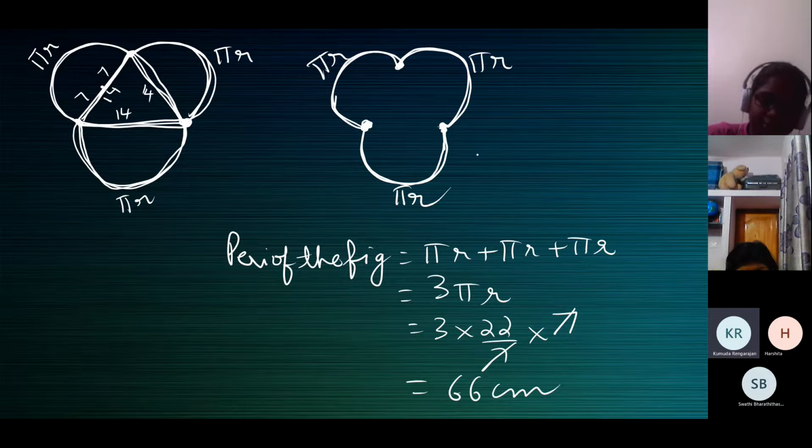Perimeter of the figure. It's pi r plus pi r plus pi r. 3 pi r. Pi is 22 by 7 and r is 7.